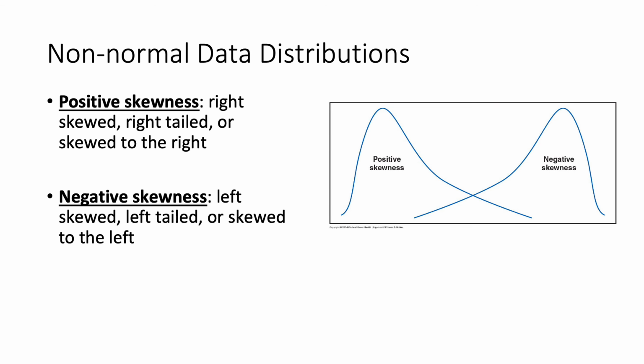The figure on the right shows us a positive and negative skewness, where the highest frequencies of scores do not fall centrally, but are shifted to one side or the other. A curve with positive skewness is also termed right-skewed, right-tailed, or skewed to the right, while a curve with a negative skewness can be termed left-skewed, left-tailed, or skewed to the left.